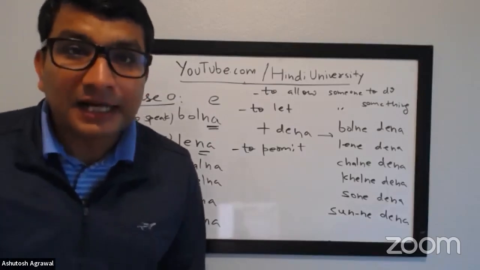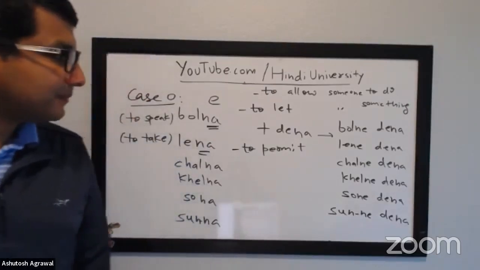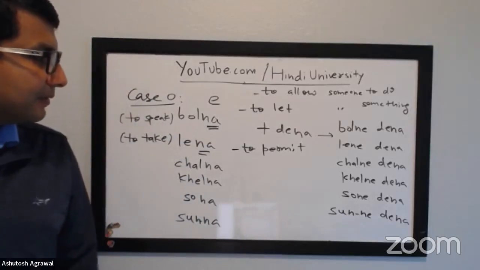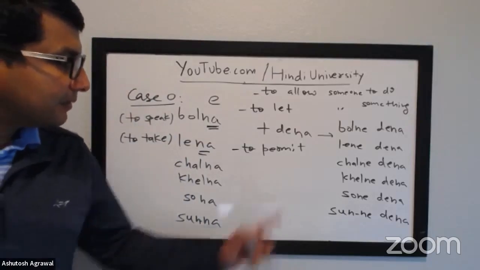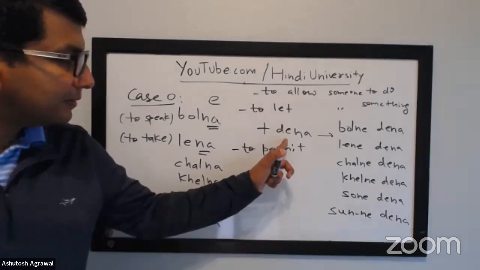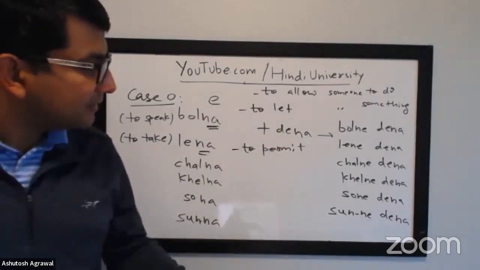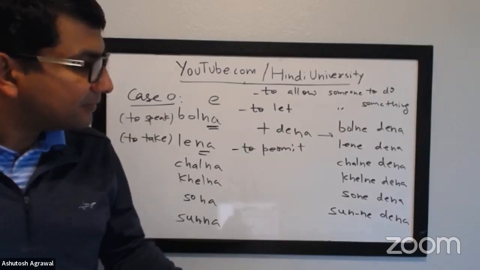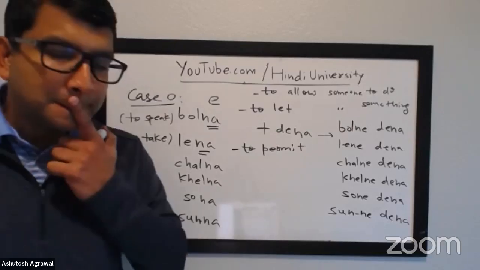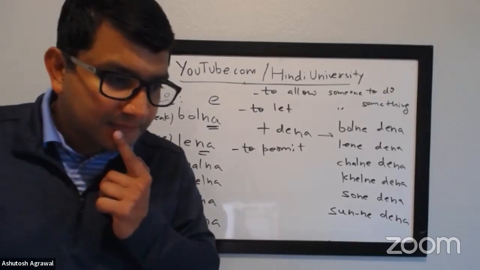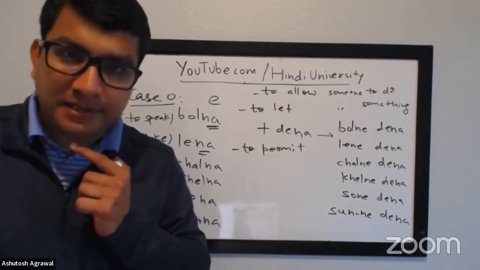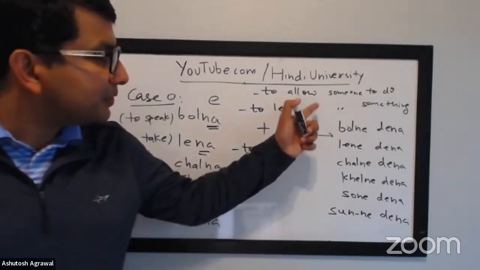Netra here. I have a question. When you spoke about dena on its own, we said it refers to an object. We are giving some object, right? Mostly it was inanimate. But when we use it in combination to mean to allow someone to, will it apply only to people? So yes, because you're letting people do something.